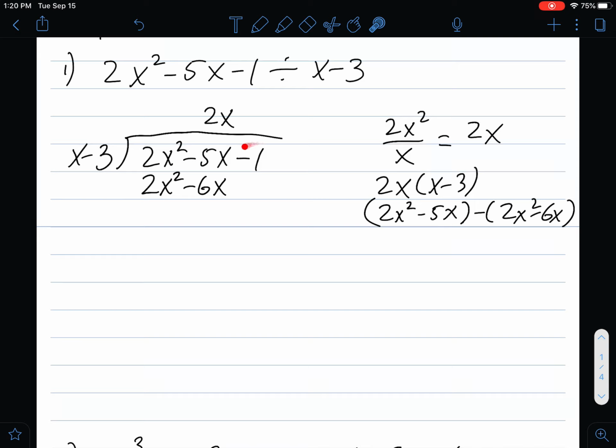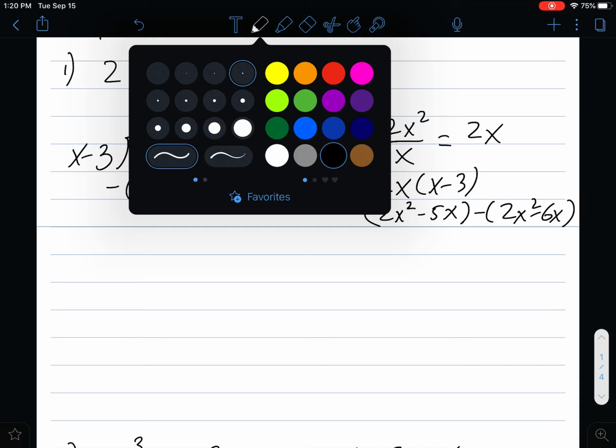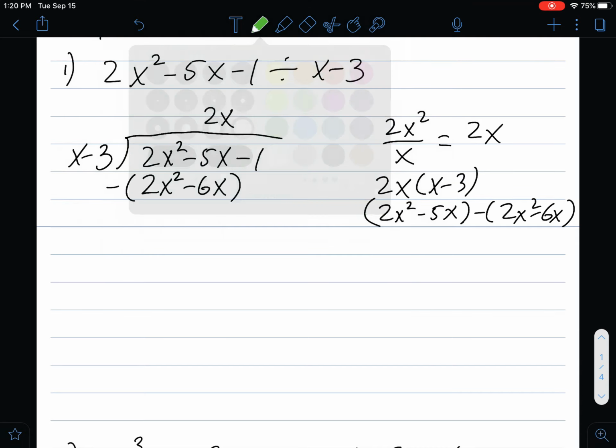This negative 1 doesn't matter right now. All right, that's going to come into play later. But for right now, we are subtracting these two polynomials, 2x squared minus 5x minus 2x squared minus 6x. So here's what I like to do when we are encountering a problem like this. I'm going to use green here. Because we're subtracting, this minus sign is going to distribute.